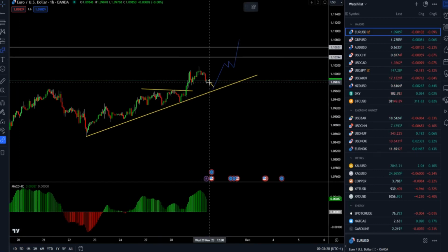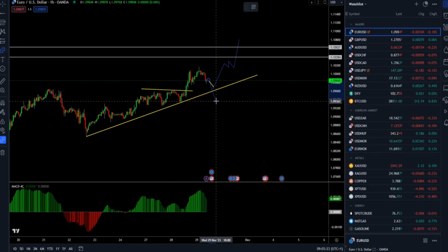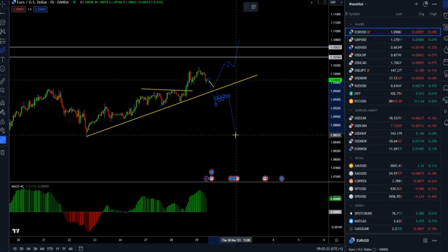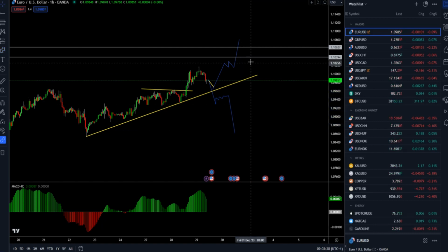But in case of the downside breakout, and for example, especially if we can clear 1.0930, and if we can hold below this rising trend line, then there is a chance for the full retest of the 1.0860 or 57 mark.